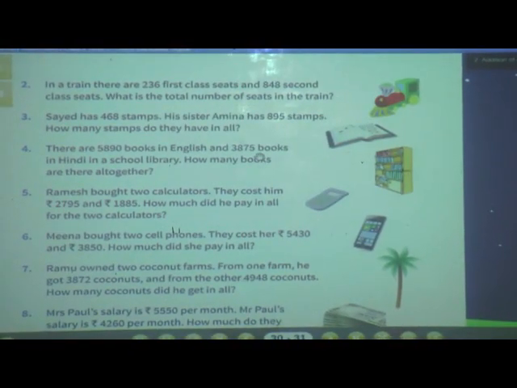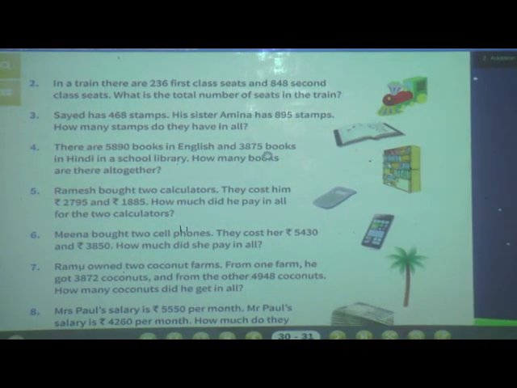So students, open your textbook to page number 31 and keep it in front of you. The second story sum is: in a train there are 236 first class seats and 848 second class seats. What is the total number of seats in the train? Here we have to add these two numbers, 236 and 848. So we will do that now.